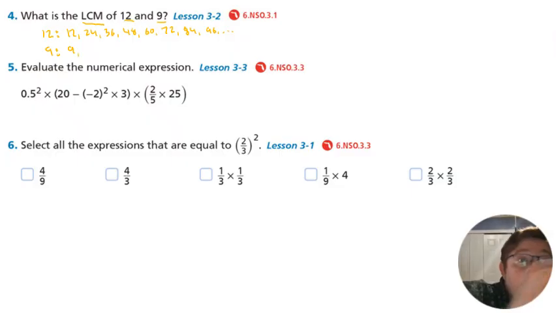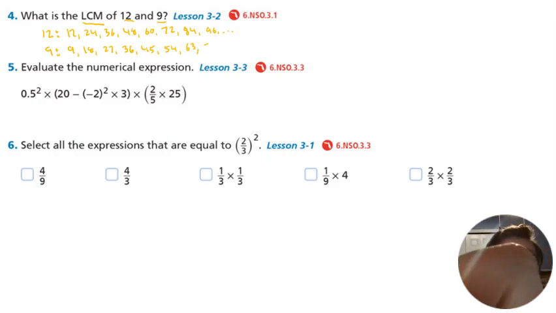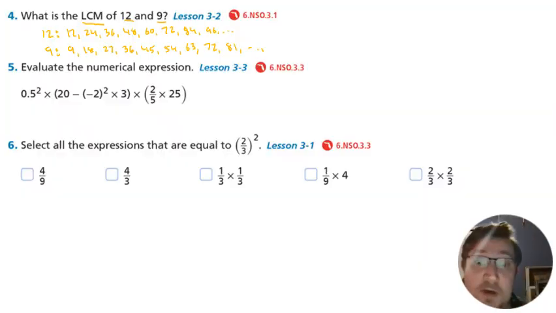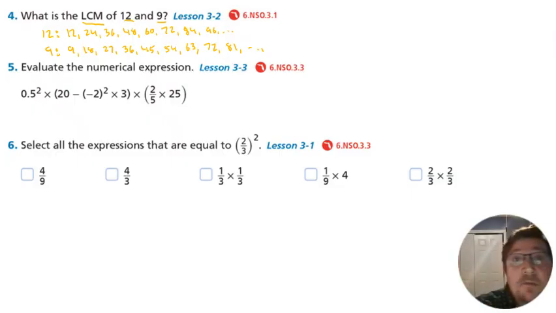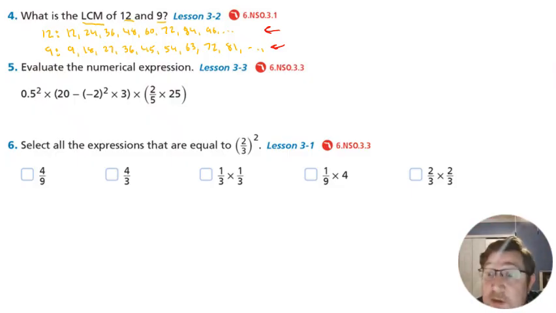Now let's do 9. We do 9 times 1, 9 times 2, 9 times 3, 9 times 4, 9 times 5, 9 times 6, 9 times 7, 9 times 8, 9 times 9, and so on. Then I look and I see what number is in both of these lists. So if I go from high to low, which you shouldn't do because you can make a mistake, and I'll show you that now. So 81 is not in both. 72 is in both. Oh, great.